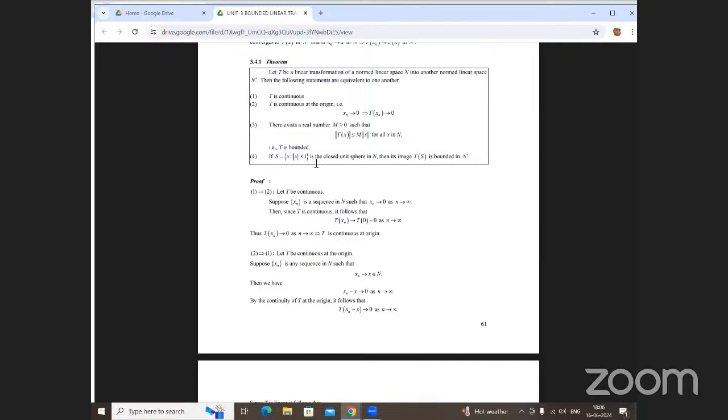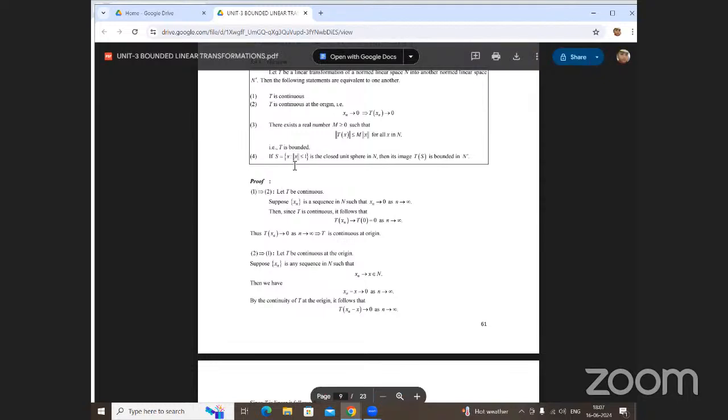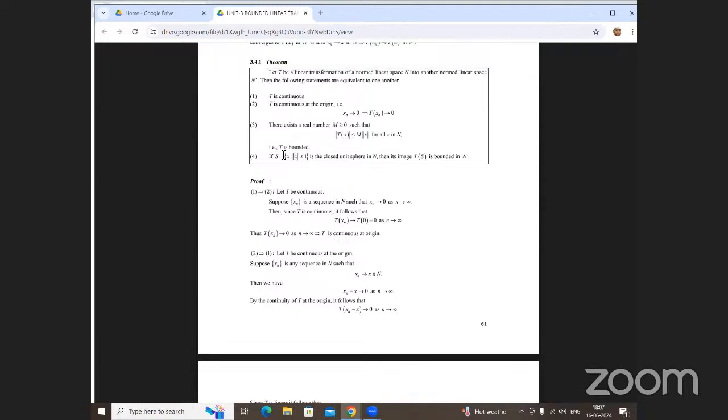Each and every term and situation in this statement is very important. First of all, you must understand the statement, and then we can easily prove it. Students, listen carefully. This is the closed unit sphere in N. Then what is the image of x? T of x. Image means the function of x, that is the transformation of x. T of x is also bounded in N dash, because the image set is T of S.